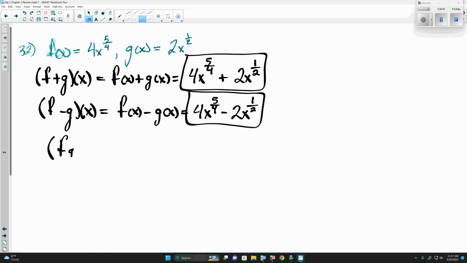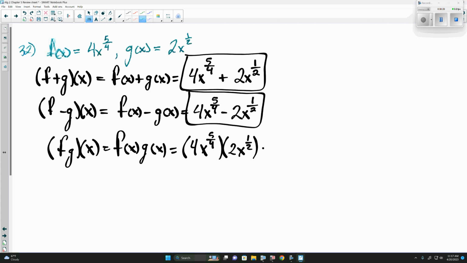Now the next one we need to do is multiplication, f times g of x. Well, it's the same as f of x times g of x. And f of x is still 4x to the 5/4. g of x is 2x to the 1/2. Now when we multiply two together, the first thing we can do is 4 times 2 is 8. Now when we multiply like bases, x and x, we add the exponents. So we would do 5/4 plus 1/2. Now we don't have to do this by hand. We can do this in a calculator. And it would indeed give us 7/4. So f times g of x is 8x to the 7/4.